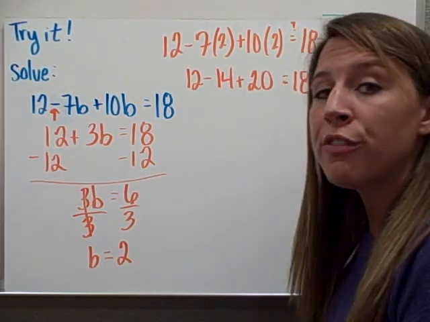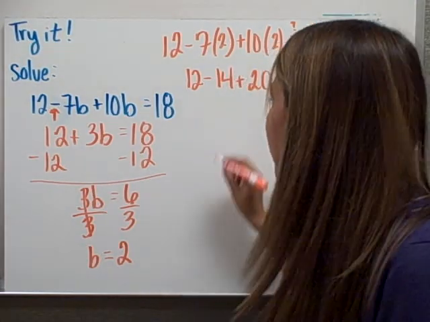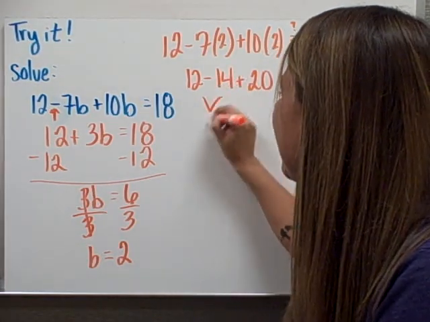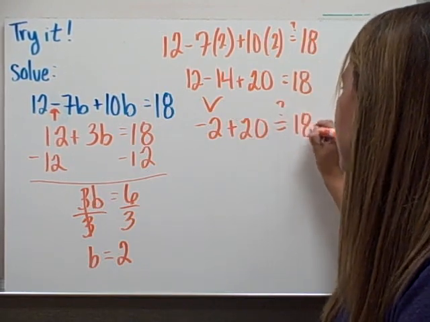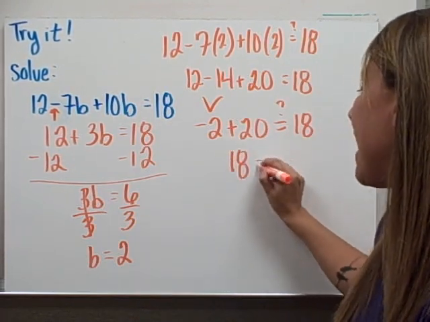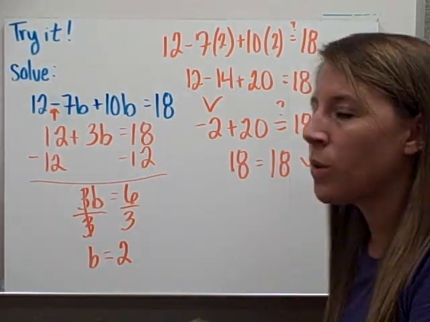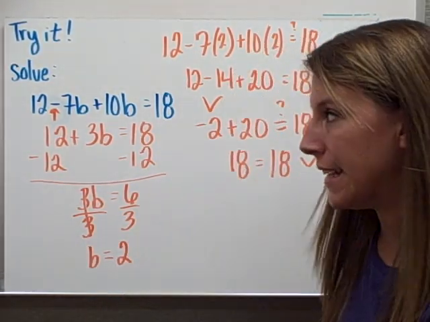I go in order from left to right. Remember not to forget that. 12 minus 14, that's negative 2, plus 20. Does that equal 18? In fact, 18 does equal 18. So we have solved it correctly.